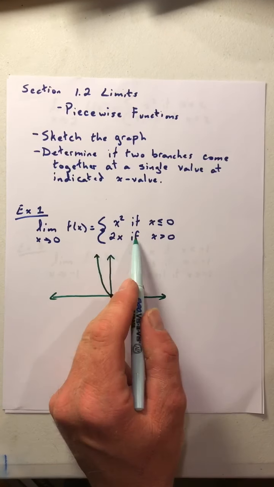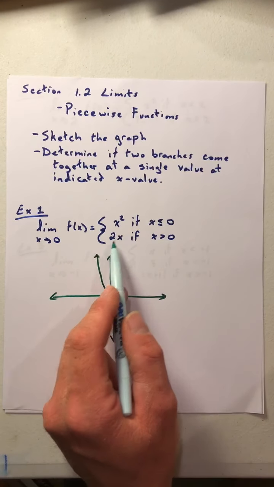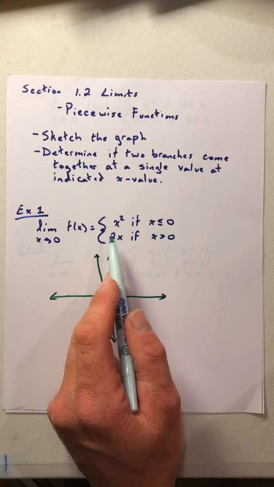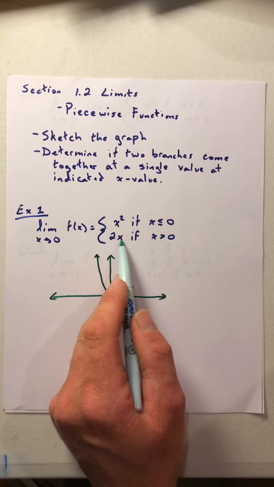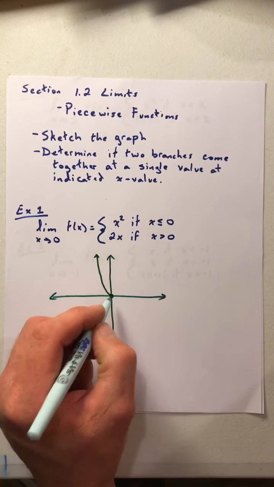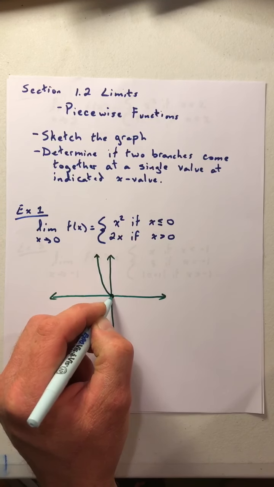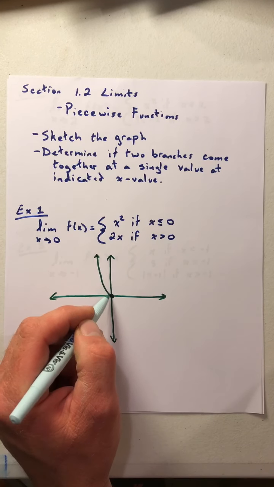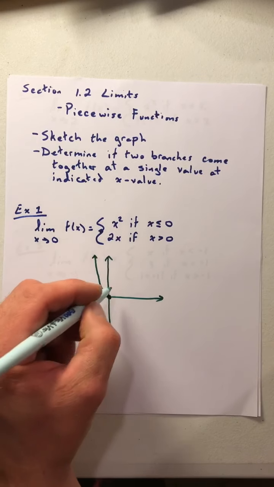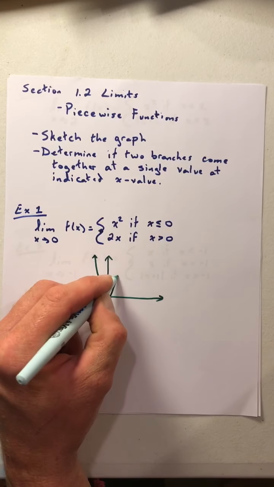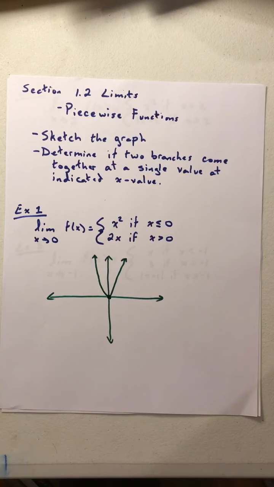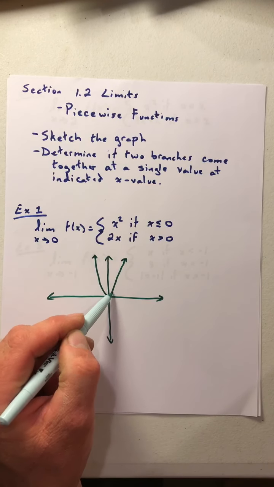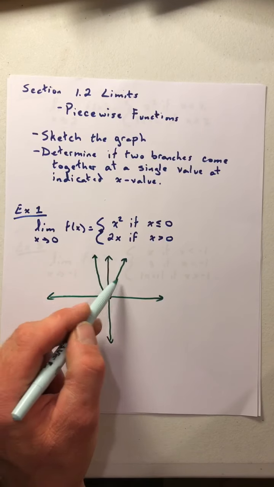Likewise, I can graph 2x if x is greater than 0. I'm only looking at x values larger than 0. If I plug in 0, I get 2 times 0, which is 0, so that would be an open circle at (0, 0). I already have a closed circle, so my function is defined at (0, 0). From there I come up and over with a slope of 2. So there's my graph: a parabolic function that goes into a linear function from left to right.